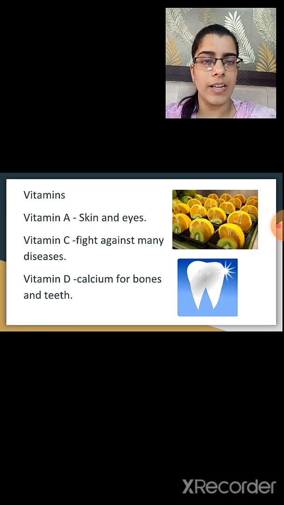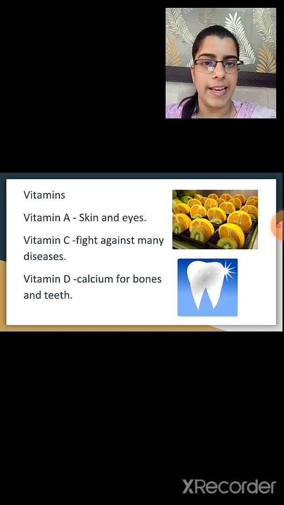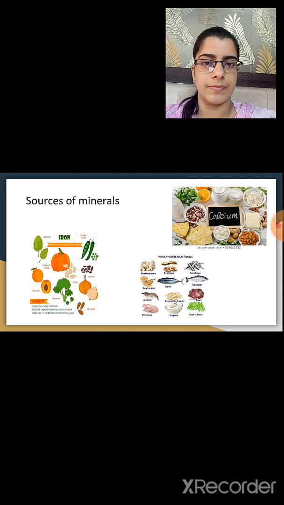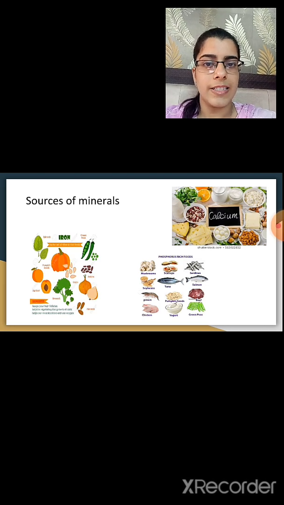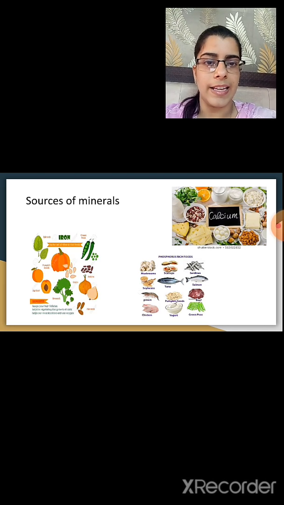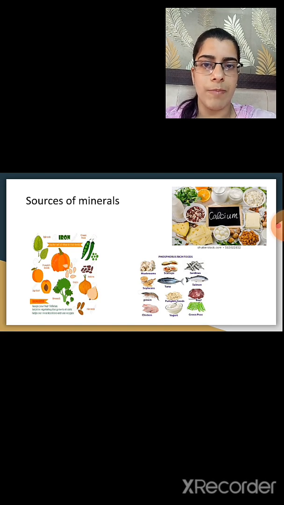Let's see what the roles of the different vitamins in our body are. Vitamin A is good for our skin and eyes. Vitamin C fights against many diseases. Vitamin D provides calcium for bones and teeth. The different minerals like iron, calcium, phosphorus, etc. are also important for our body.